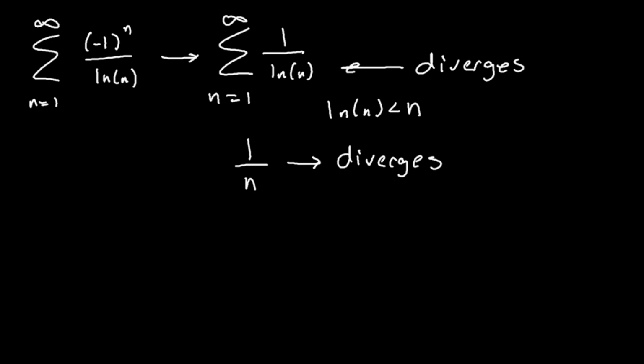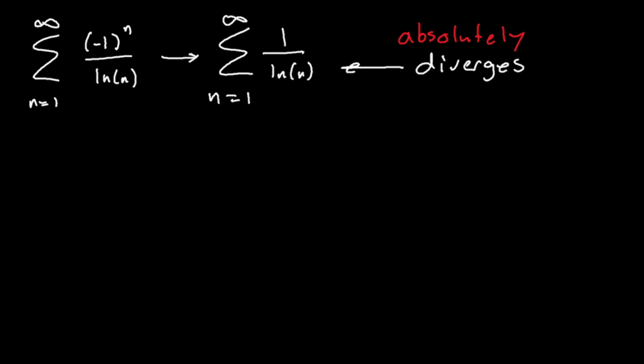And we can use the p-series, so to say, to determine whether or not the harmonic series diverges. But we know that since the natural logarithm grows slower than n, and we have the series just 1 over the natural logarithm, then that means we absolutely diverge.